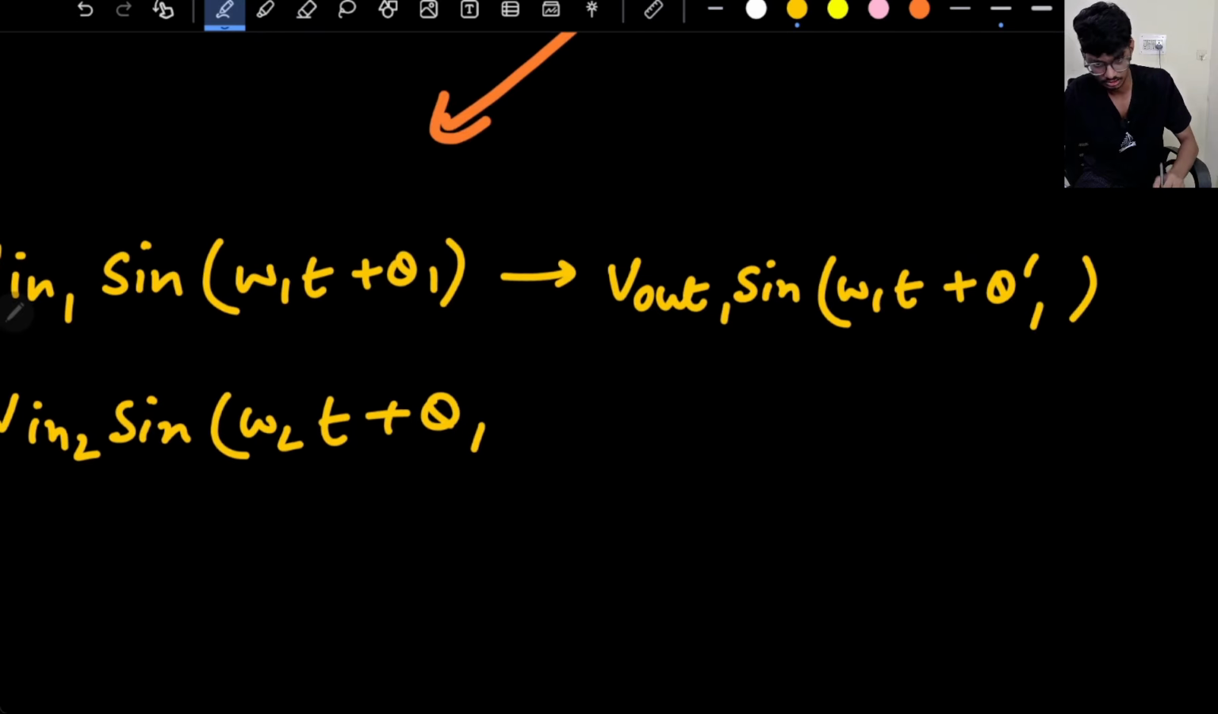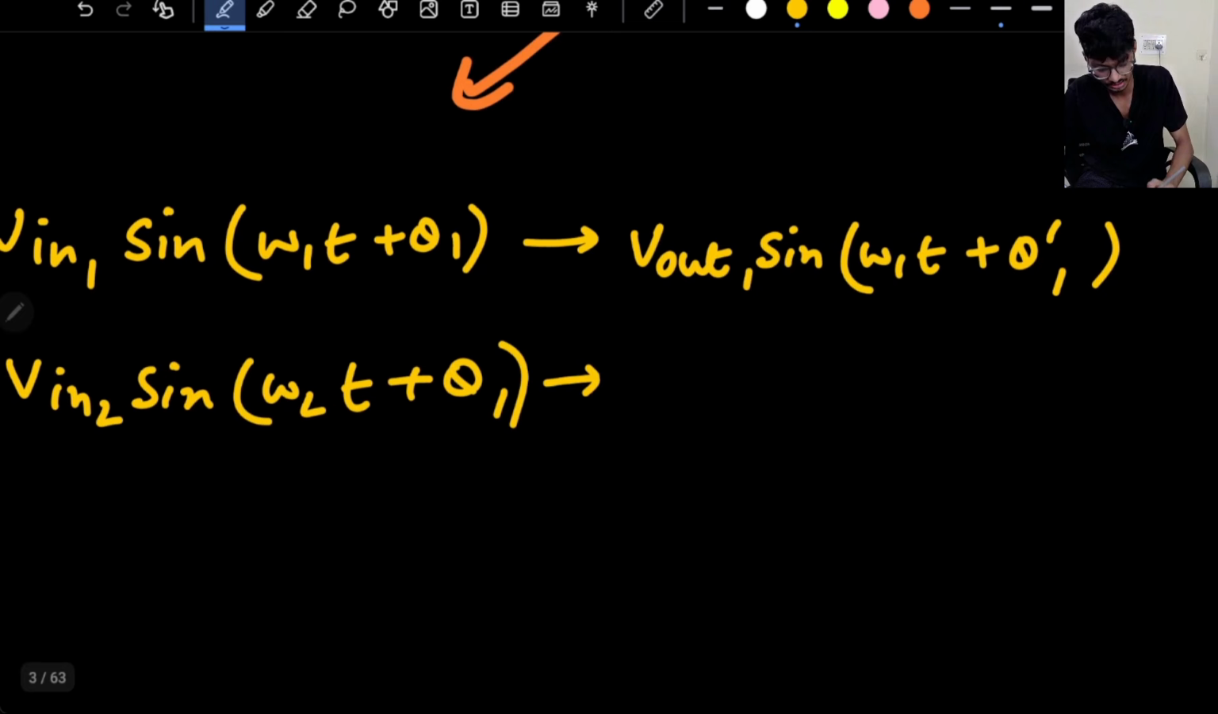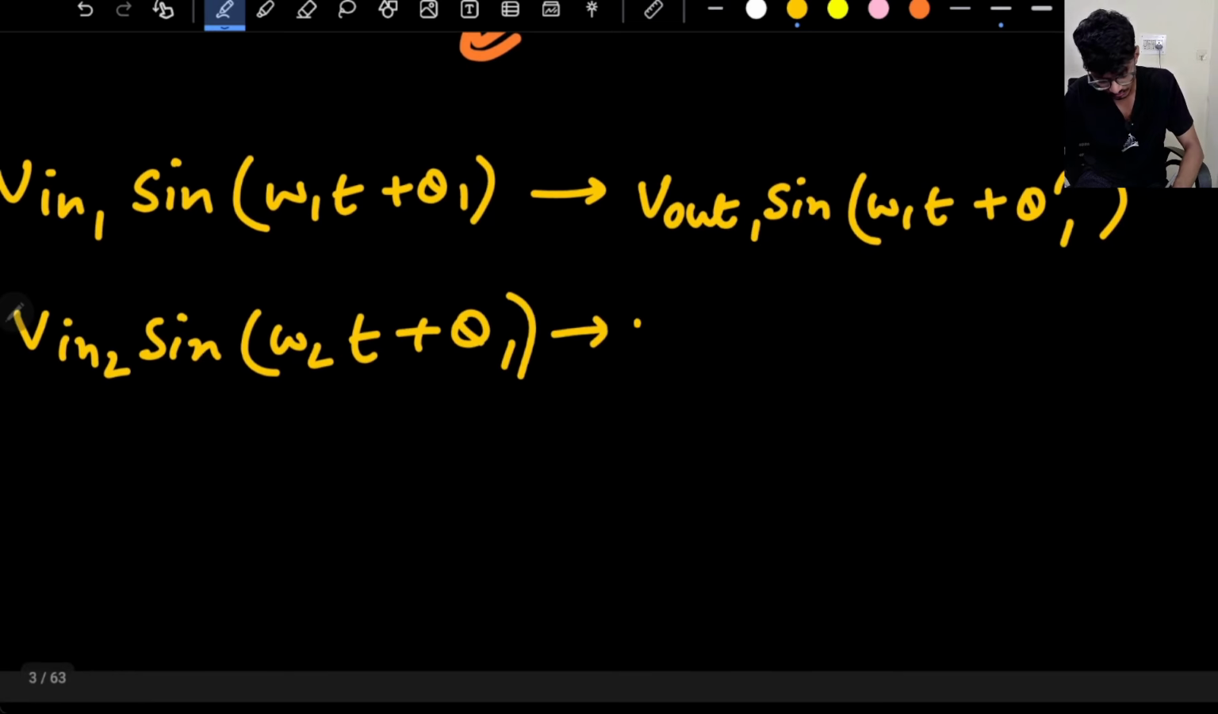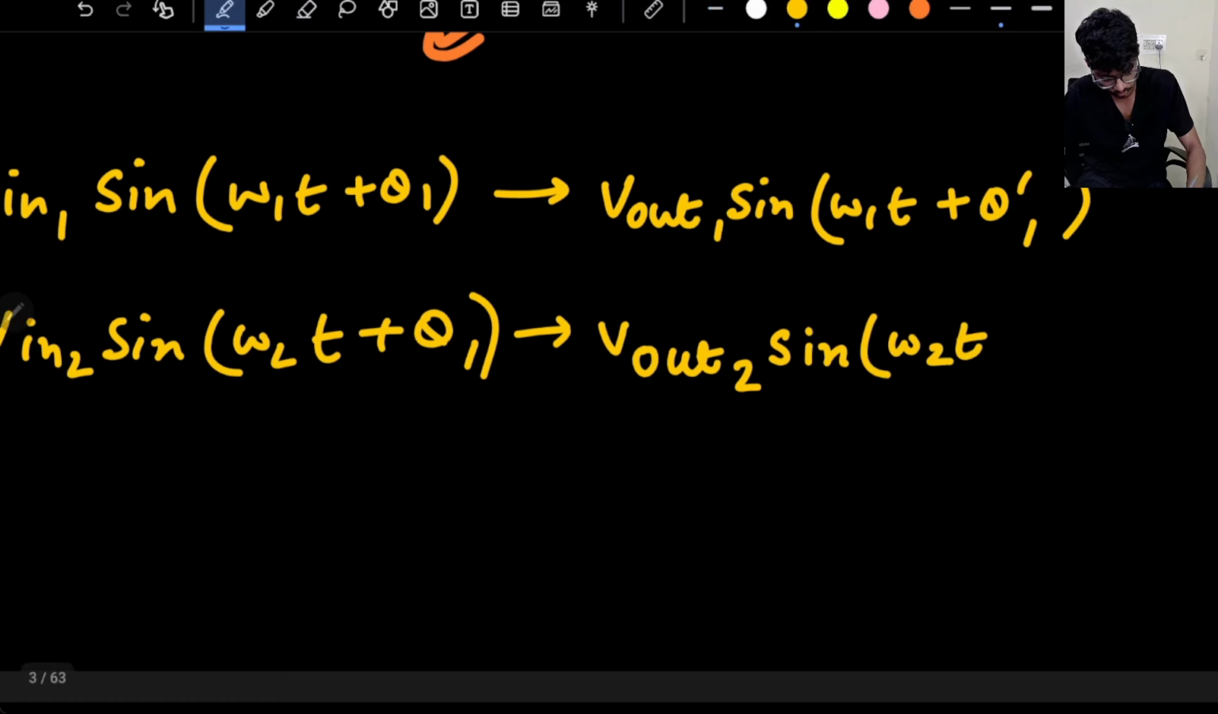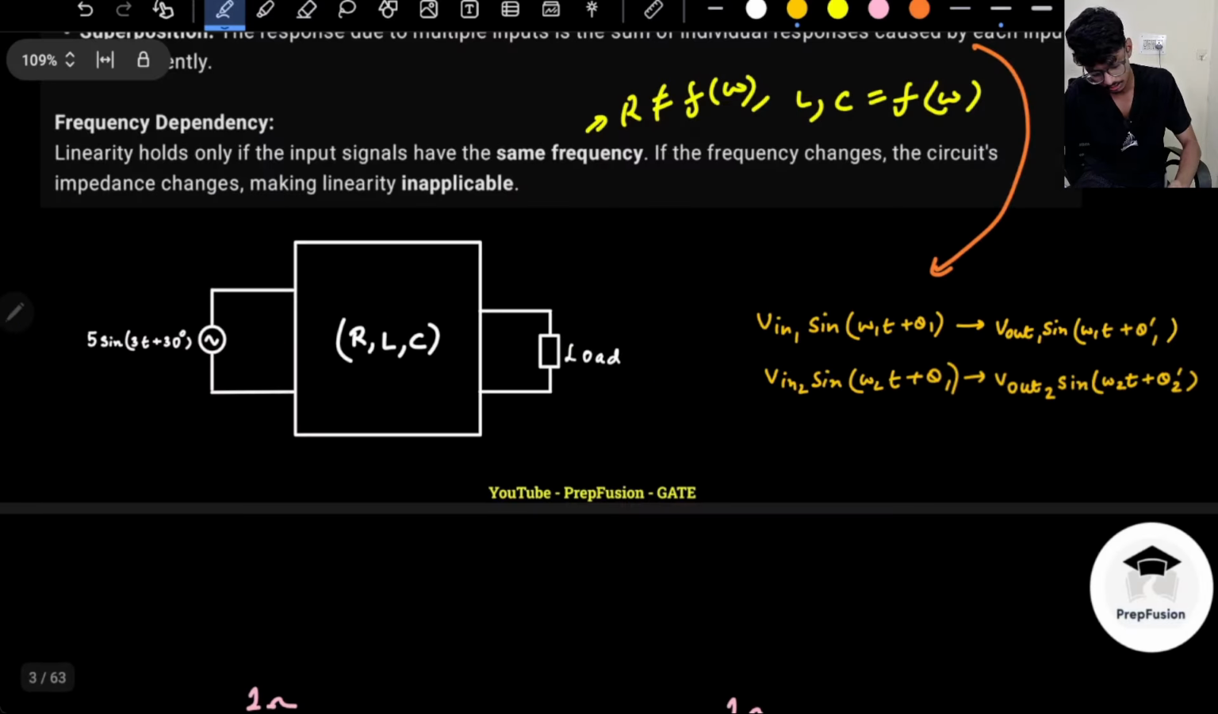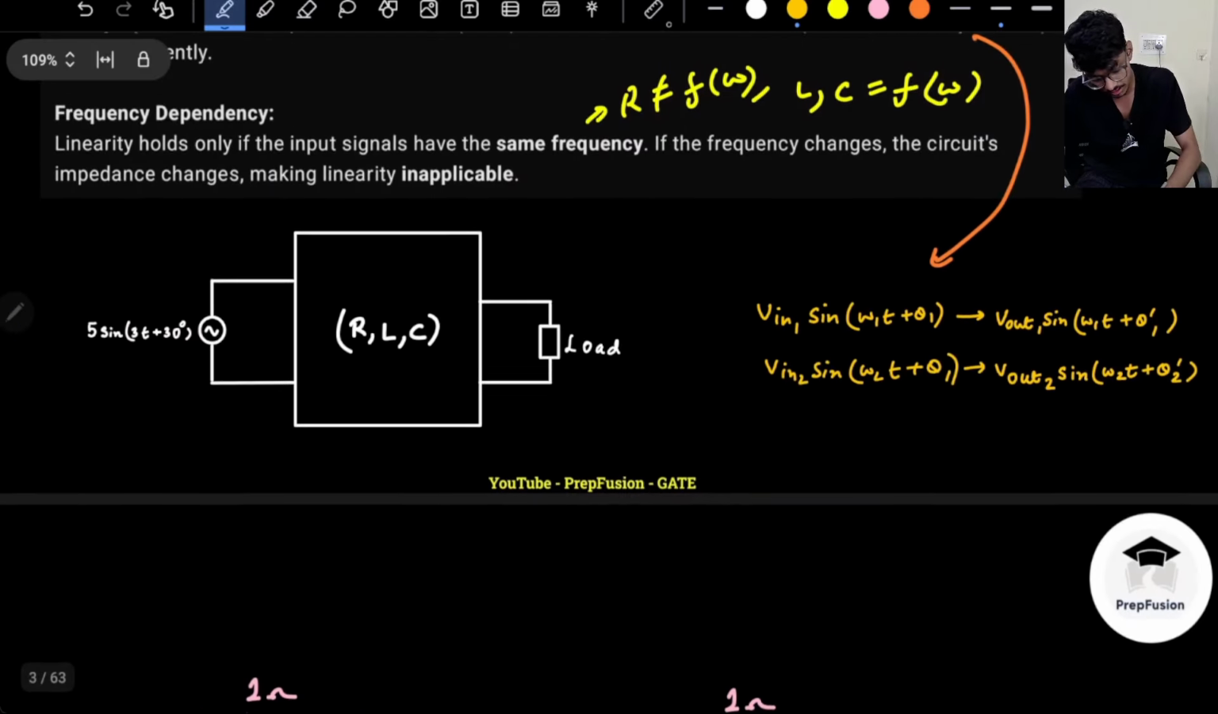Okay, so because the phase obviously will be different than the input, depending on the circuit elements, here it will be V out 2 sine of omega 2 t plus theta 2 dash. Okay, so individually the responses are this.